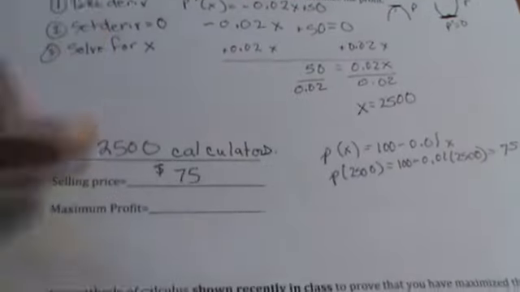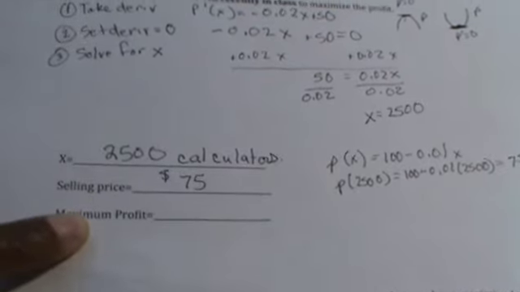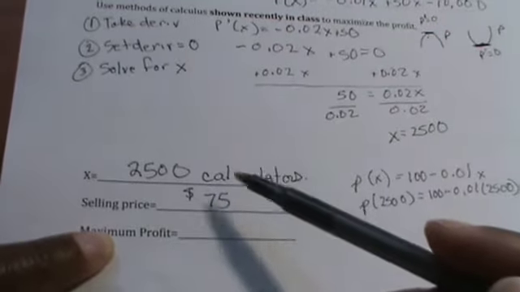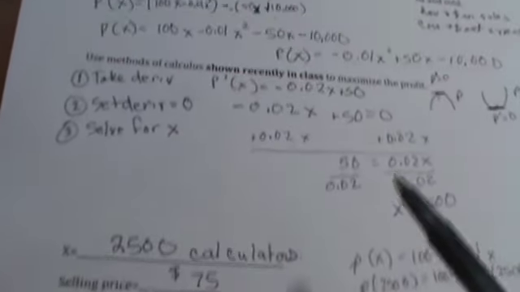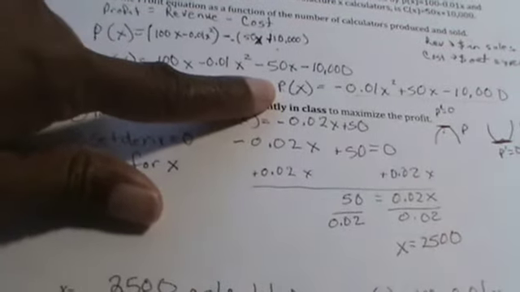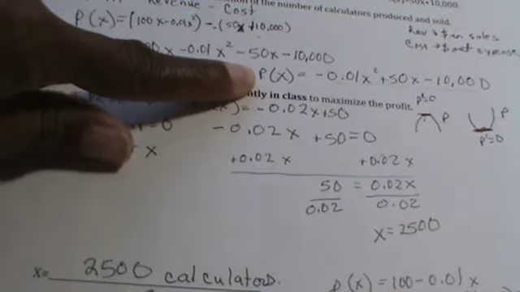And then the last thing it says is find the maximum profit. Okay, so your profit is not found by taking the quantity times the price. So please don't do that. That's going to be revenue. Your profit function is right up here, right? Any of these derivations will work. So you can go back into this equation and plug in your 2,500.